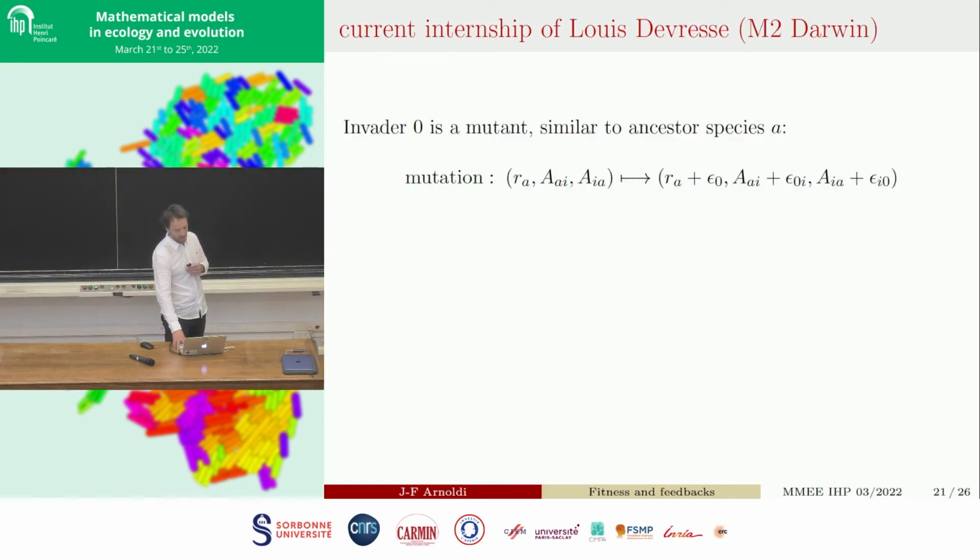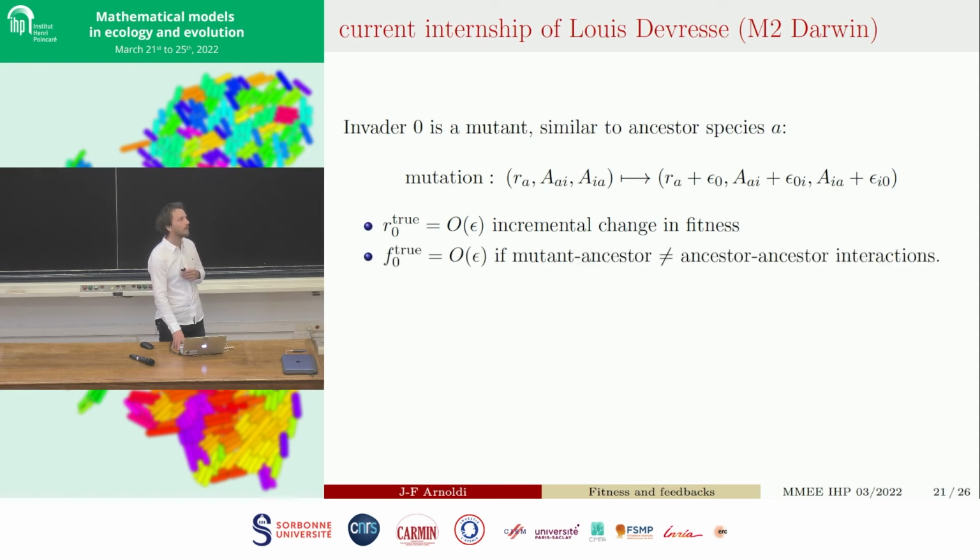All right. So this is the internship of a student at the moment from his master's called Darwin, so it seemed suited to do that. And so now the invader is a mutant, and the way I'm going to formalize this is just by saying the dynamical characteristics of this species is just shifted from the one of a resident by some epsilon-sized terms. And so if I calculate the invasion growth rate, what is classically known as the fitness, it is going to be of the order of epsilon.